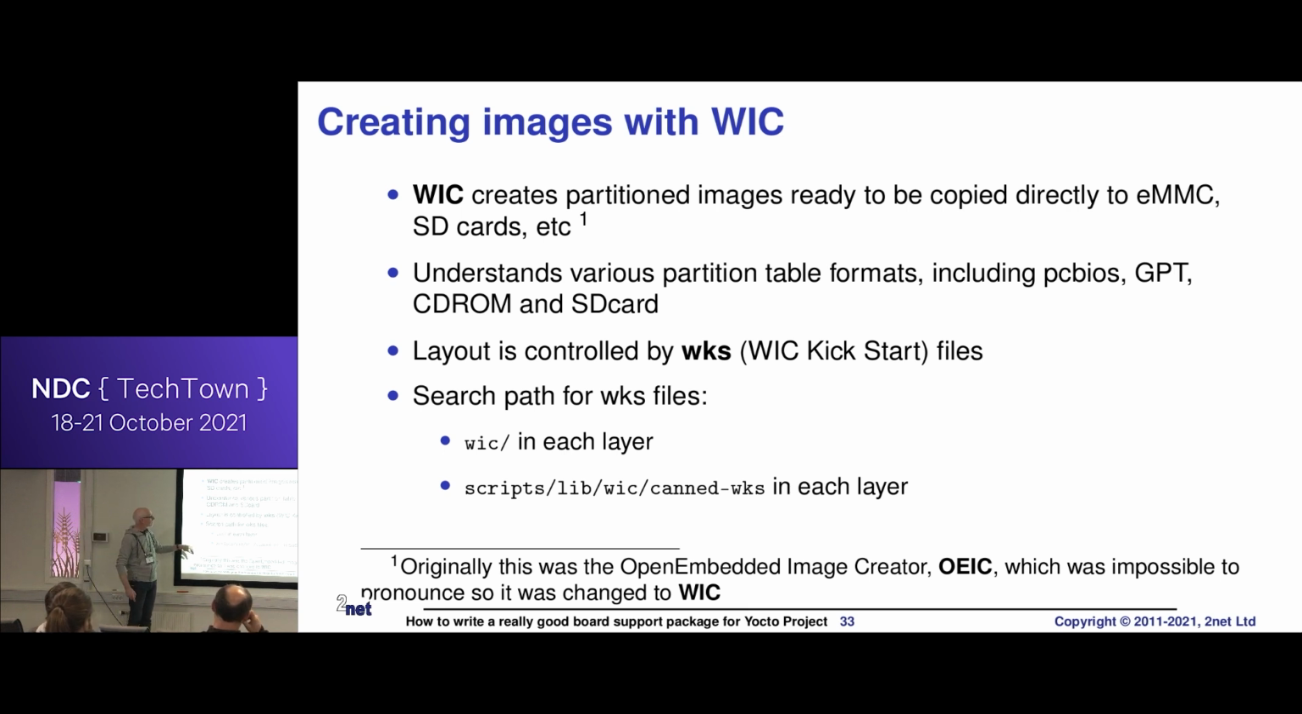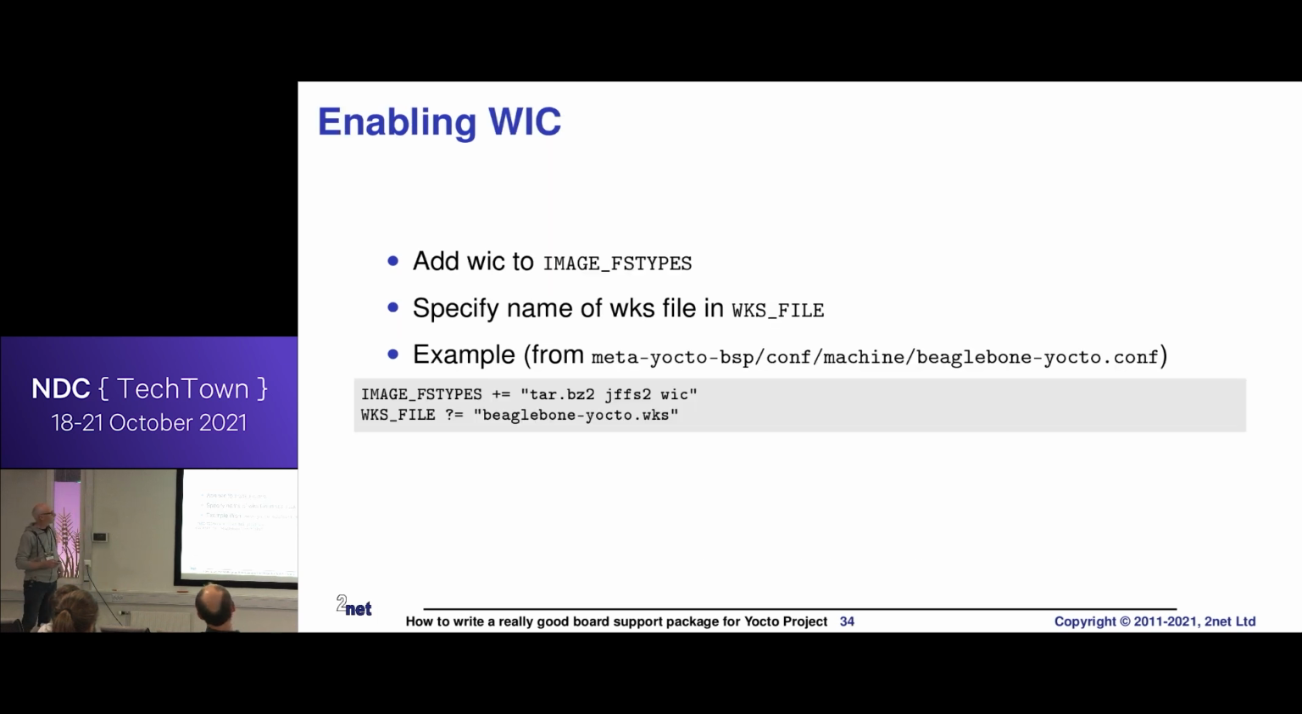So you end up with a WIC file, and you put it typically into a directory called wic in your layer, so in meta-nova in our case. There is, for historical reasons, another directory you can put them in, but that would be a bit crazy. So if we want to generate a WIC file, we just add wic to the list of types. And then we create a WKS file, and we reference it like this.